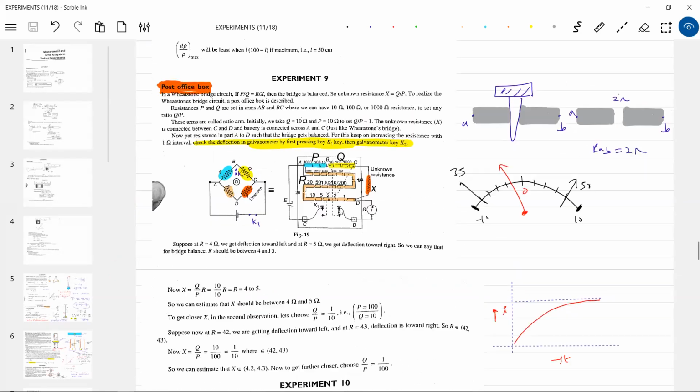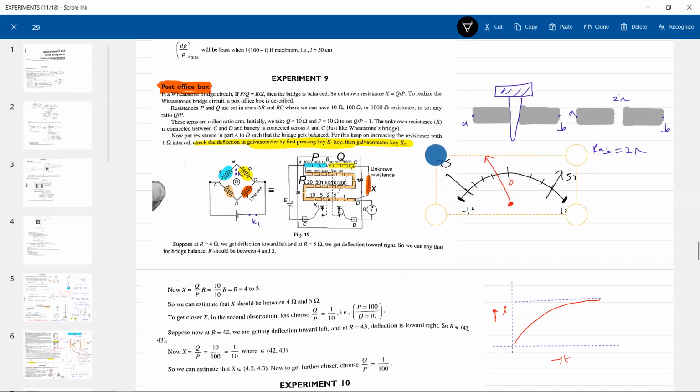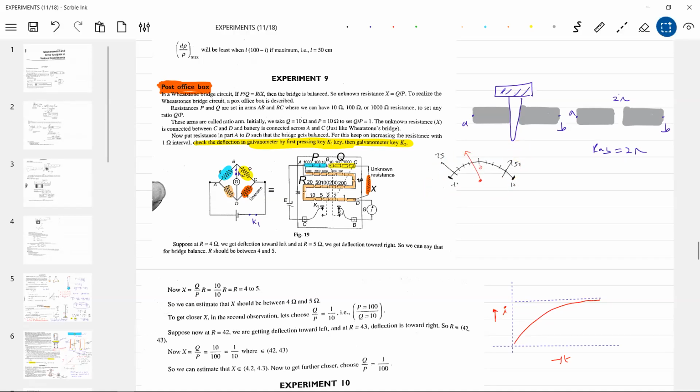Any doubt? This will be a very difficult experiment for students to really understand. I'll just give a set of diagrams so that you'll understand. 35 to 50 will be like this. This is the second diagram.